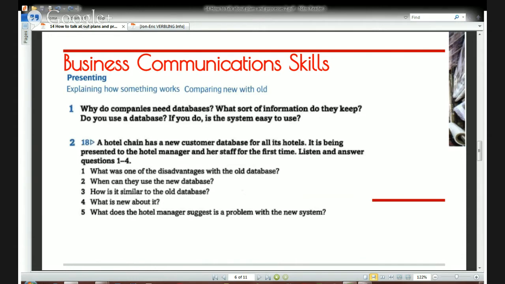What was one of the disadvantages with the old database? Okay, good. And Giuseppe, next. When can they use the new database? Okay, and Anton, number 3. How is it similar to the old database? What is new about it? What does the hotel manager suggest is a problem with the new system?